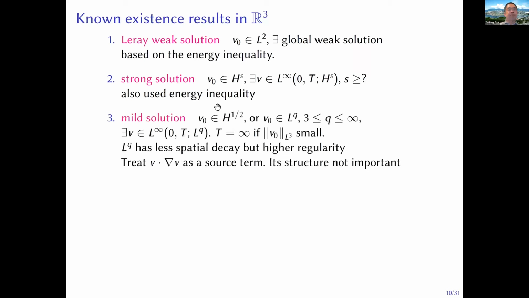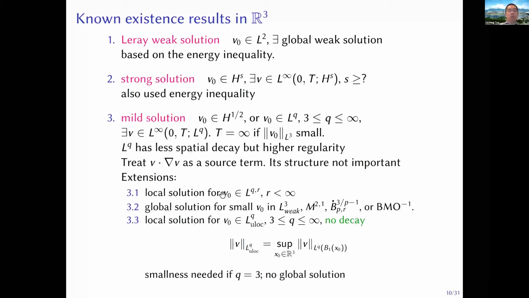The third is a mild solution. So V0 is either in H1/2 or in LQ, Q bigger than or equal to 3. Then there's a solution in finite time T. And we take T to be infinity if it's in L3 and the L3 norm is small. So LQ has less spatial decay, but has higher regularity. And we treat the nonlinear term as a source term. The structure is not important. It's different from the energy inequality. And there are many extensions.